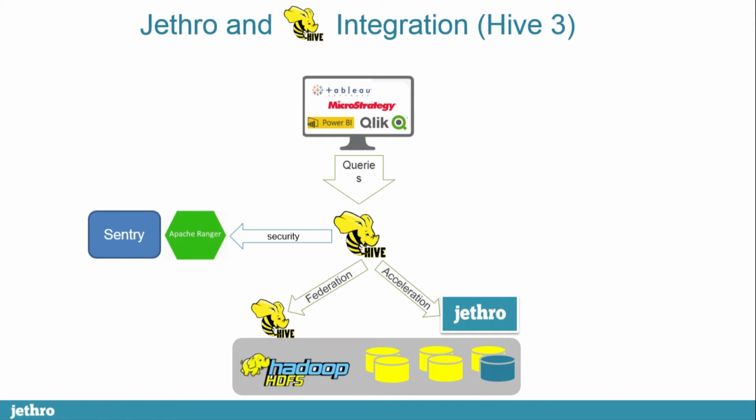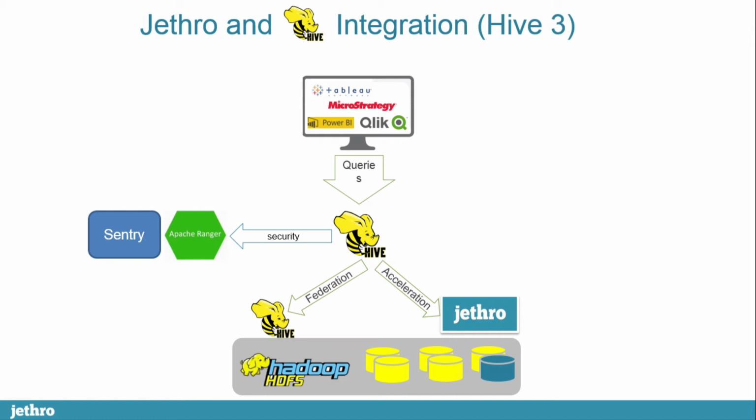And a few words about Jethro integration with Hive 3. So what we're doing is working very closely with Hortonworks. Jethro is a Hortonworks partner. And what we're doing with Hive 3 is we integrate Jethro so it will be hidden under Hive. So today, in order to use Jethro, you need to use Jethro ODBC or JDBC and access Jethro servers. With this, Hive is going to define an external table that will be mapped to a Jethro table.